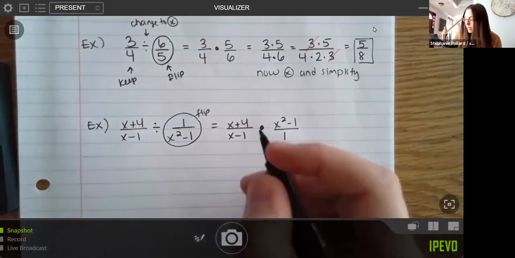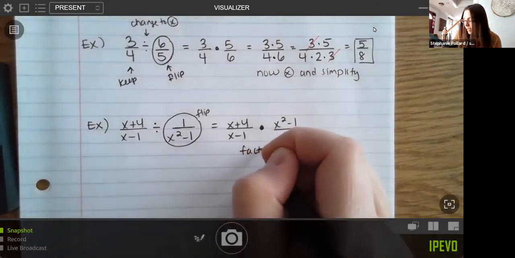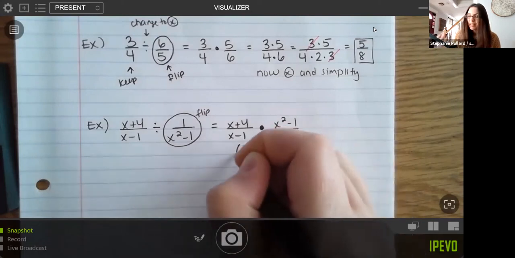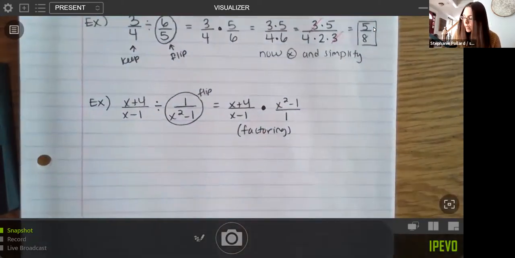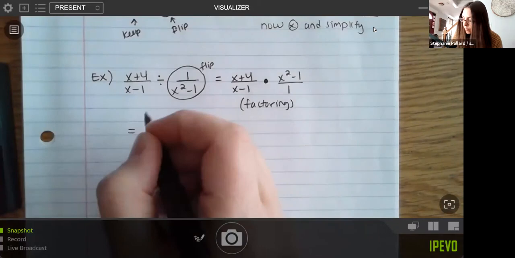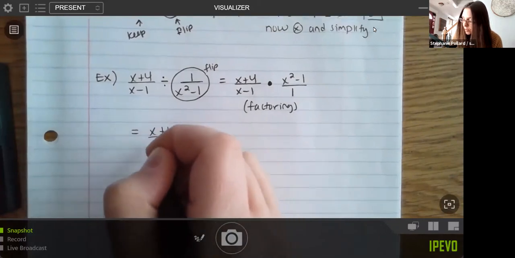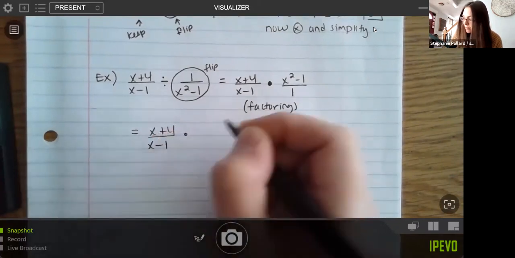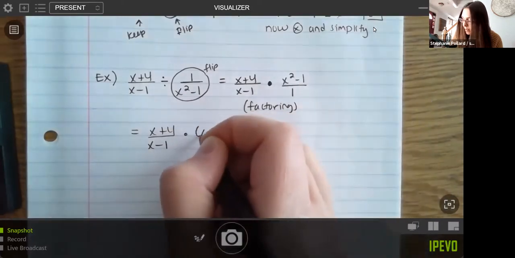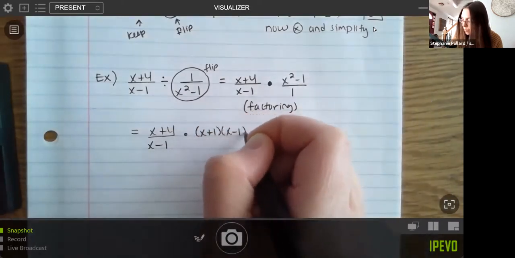Now at this point, it's going to be the same thing as multiplying, but again, think about factoring here. It's usually easier to factor first. That's what I like to do. I'm just going to move over here so I have more room. Now, the first part I can't do anything with, but I can definitely factor that x squared minus 1. That becomes x plus 1, x minus 1.